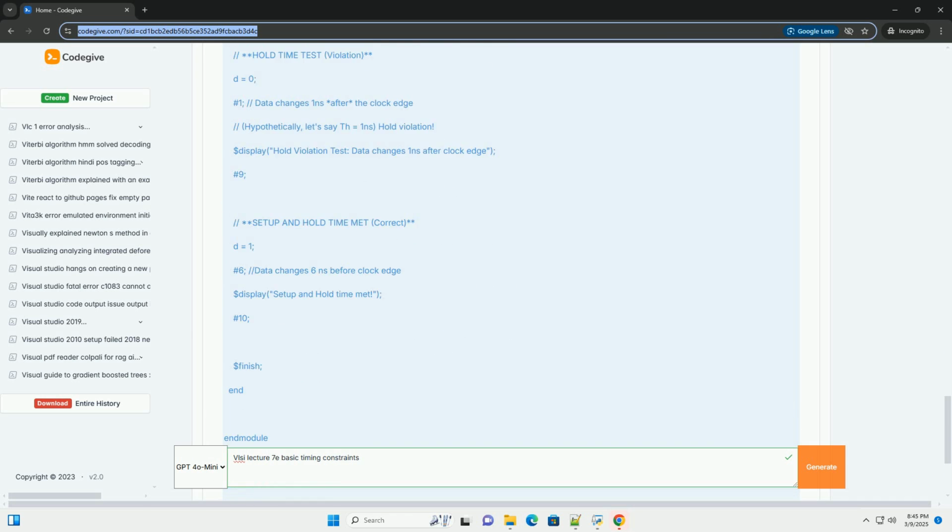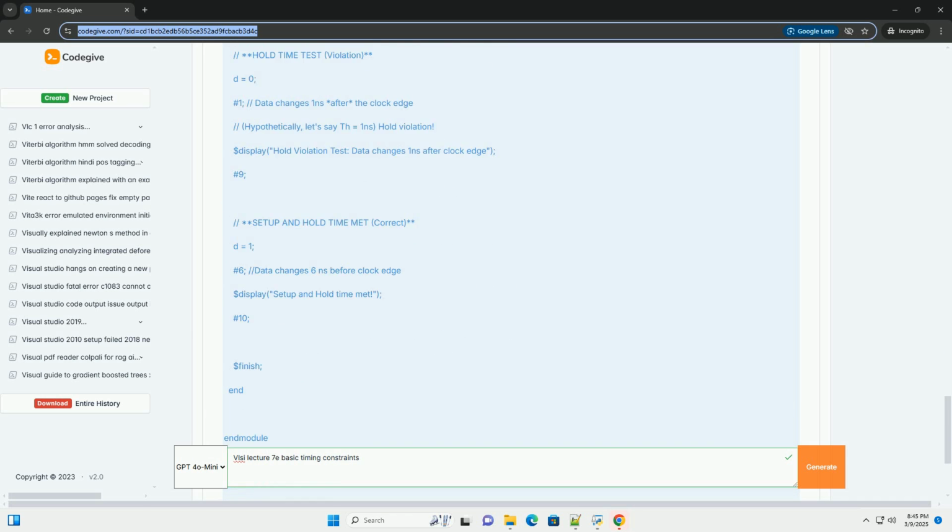4. Metastability. Definition: Metastability is a state where a flip-flop's output is neither a clean 0 nor a clean 1, but somewhere in between, and its value is unpredictable for a period of time. This usually happens when setup or hold time constraints are violated. Impact: Metastability can propagate through downstream logic, causing errors and system malfunction. Dealing with metastability often requires special techniques like synchronizers, more on that later.